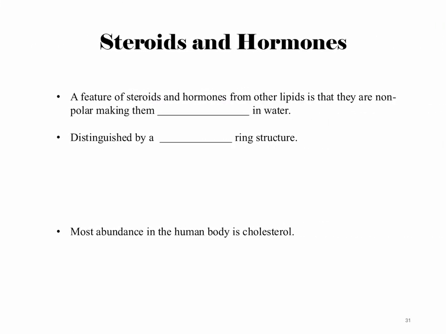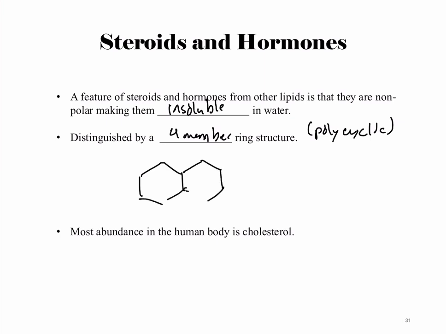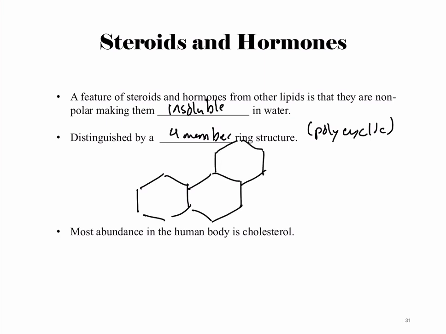The last lipid that we're going to talk about are steroids and hormones. And so these are non-saponifiable and insoluble lipids. So these are insoluble in water. And so they're distinguished by a four-member polycyclic structure. And what this structure looks like will be modified depending on the specific steroid or hormone you're looking at. But they will all have this typical four-member ring structure.